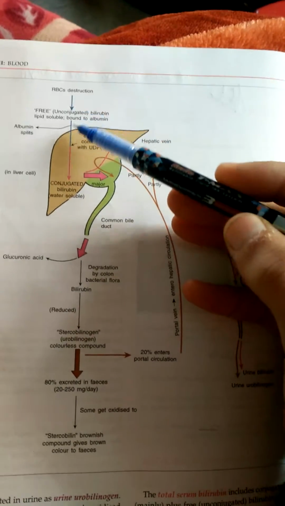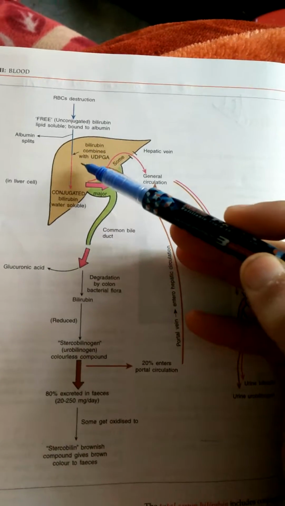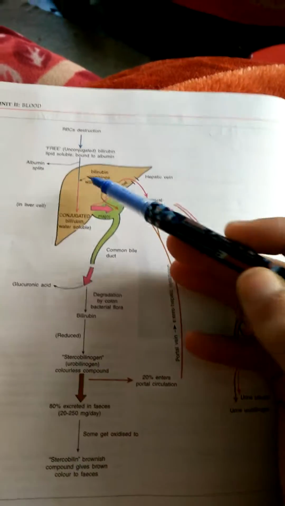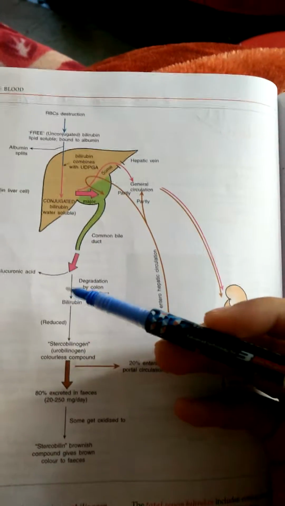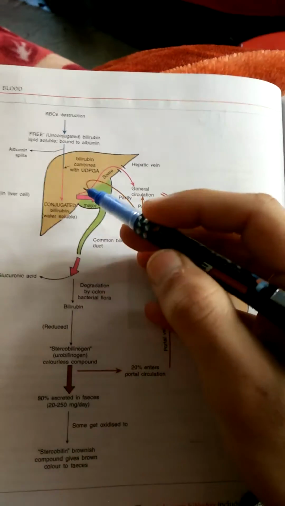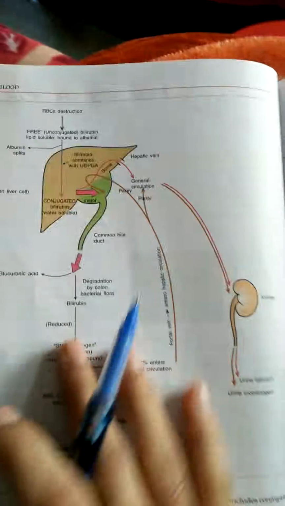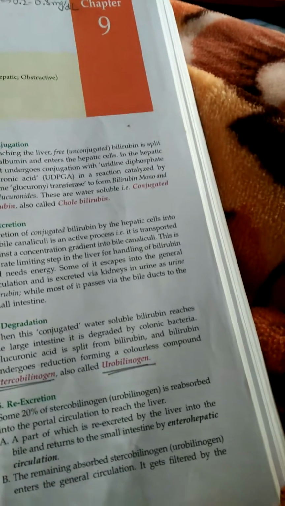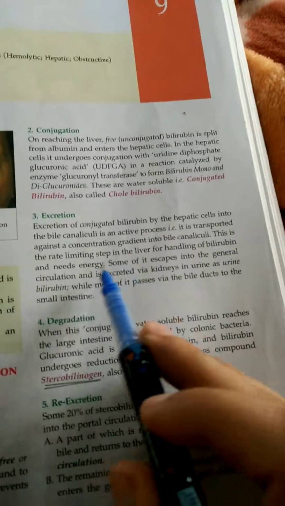Once it reaches the liver, it has to enter the liver. Albumin splits, and the bilirubin combines with the compound called UDPGA, uridine diphosphate glucuronic acid, and it becomes conjugated. What is conjugated bilirubin? Conjugated bilirubin is basically the bilirubin which is water soluble. This is the common bile duct. Excretion of conjugated bilirubin by the hepatic cells is an active process. This is the rate limiting step in the liver for handling of bilirubin and needs energy.